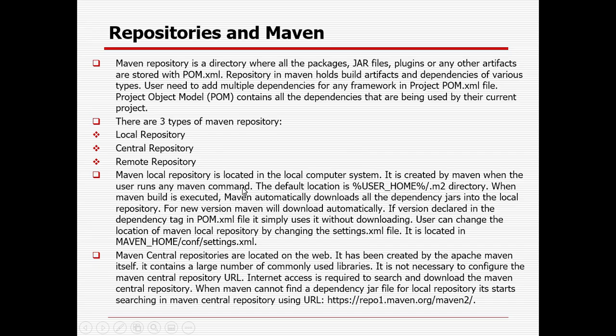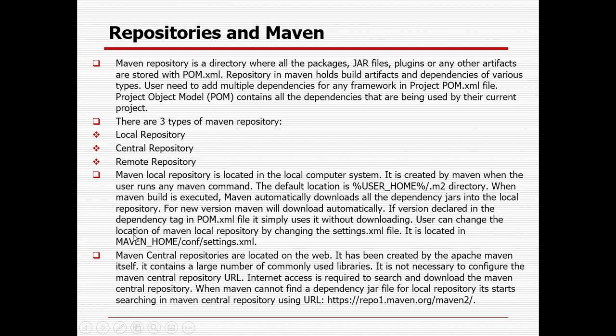The Maven local repository is located on the local computer system. It is created by Maven when the user runs any Maven command. The default location is your username .m2 directory. When a Maven build is executed, Maven automatically downloads all the dependency jars into the local repository. For a new version, Maven will download automatically. If the version declared in the dependency tag in the pom.xml file is already present, it simply uses it without downloading.